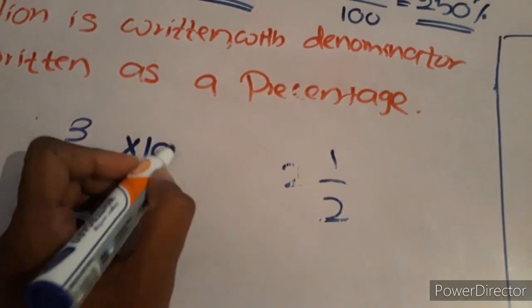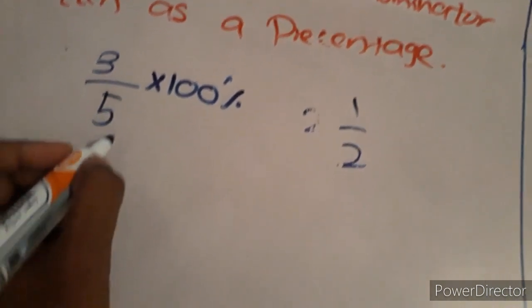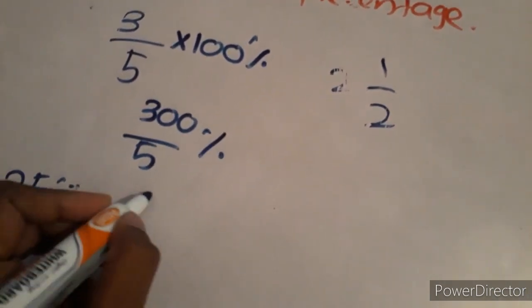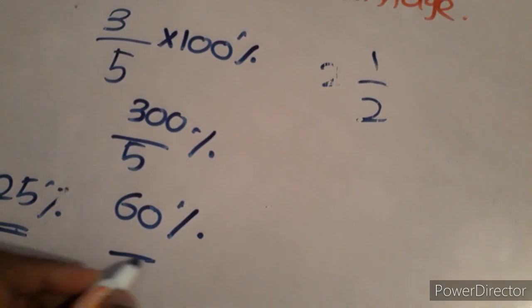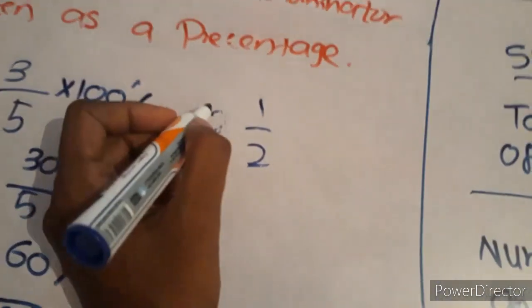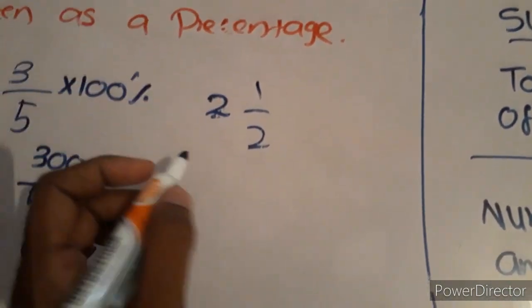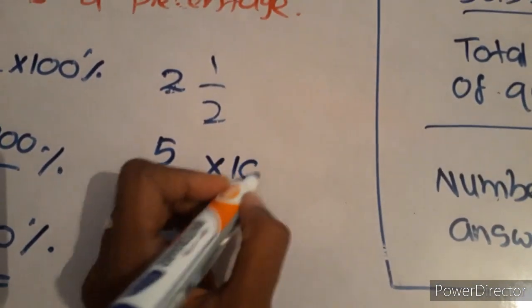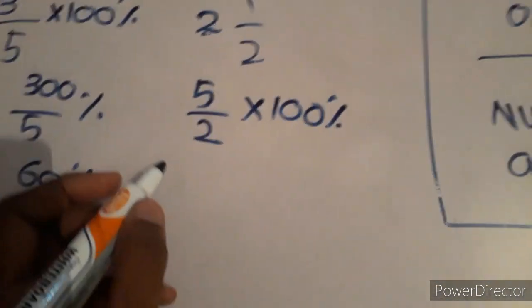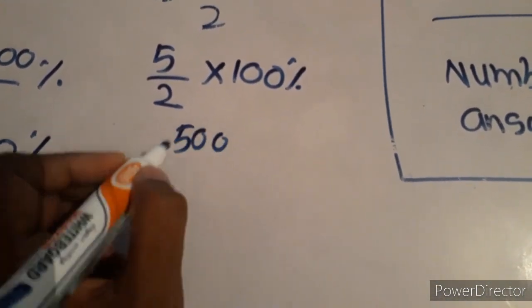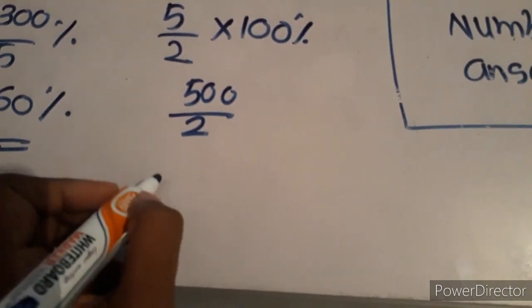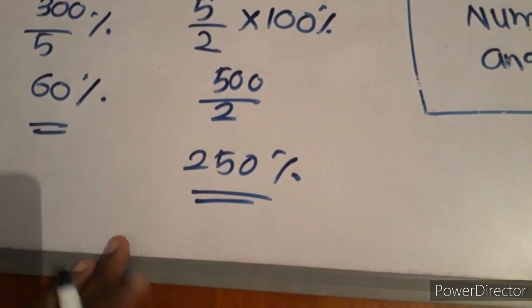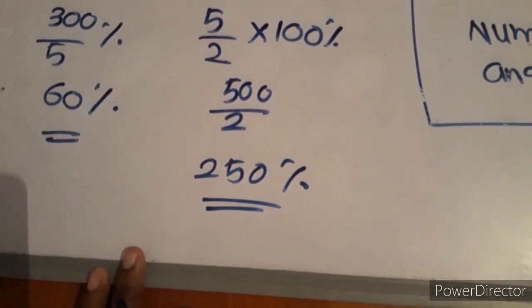This also we can write like that. So multiply, it becomes 300 divided by 5. Then the answer becomes 60. The next one we also did earlier. We have to convert it as this and multiply by 100%. Then it becomes 500 divided by 2. It means 250. Finally we have to put the percentage symbol.